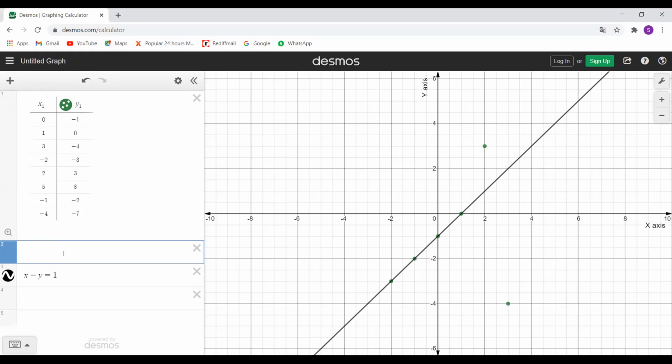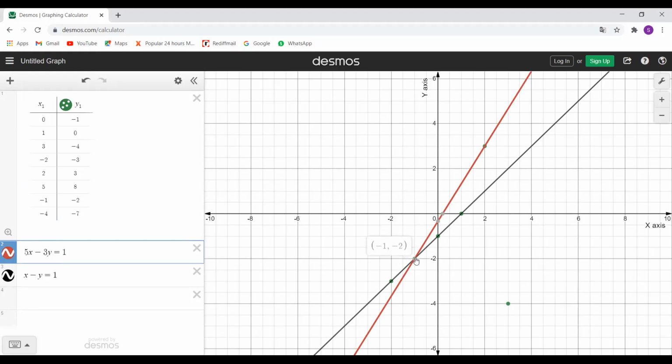What is my equation? My equation is 5x minus 3y is equal to 1, so I will write 5x minus 3y is equal to 1. Now we got the two lines for the two equations here. How do we find the solution of the two equations? The solution of these two equations is simply the intersection point of these two lines. So this is my intersection point.